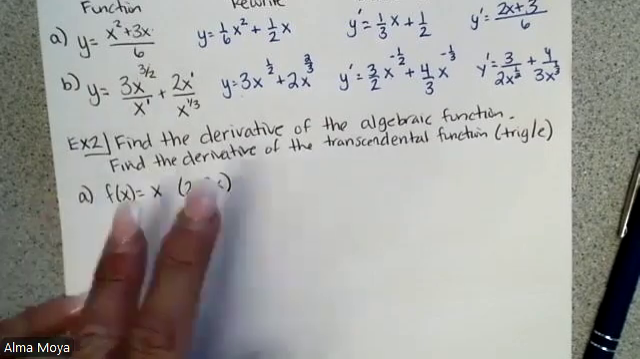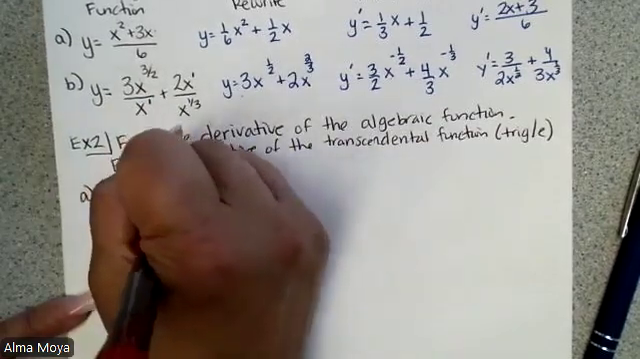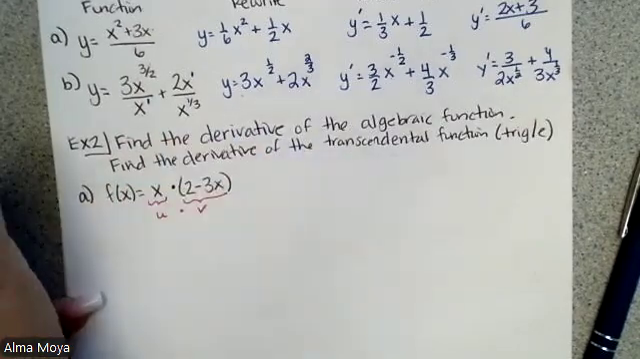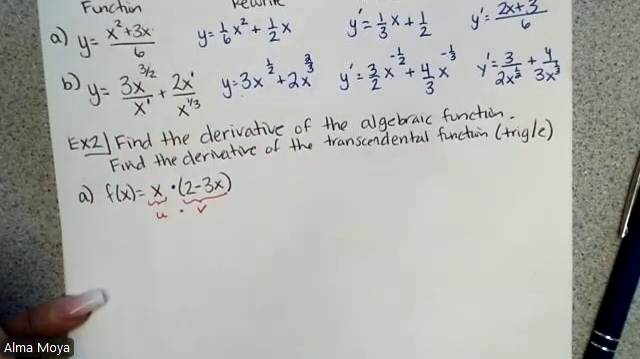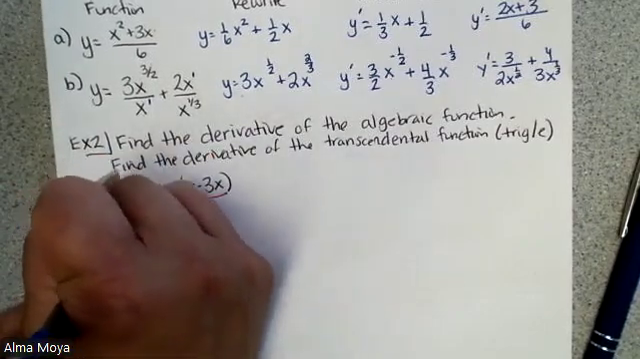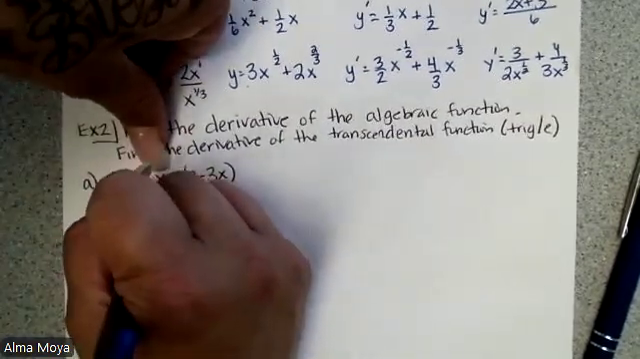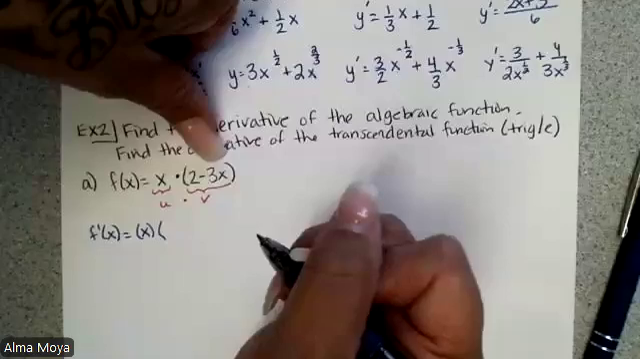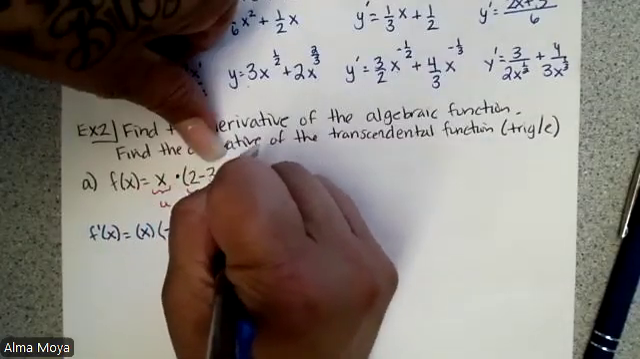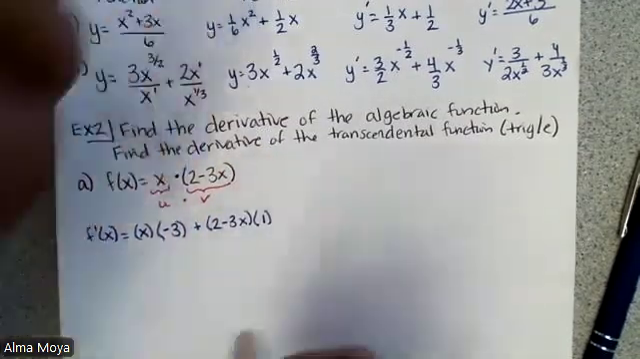On this one, I have two functions. This is going to be u. This is going to be v. I'm going to do the product rule here. So the derivative of f is going to be f prime of x. Product rule. You keep the first the same. You take the derivative of the second one. The derivative of the second one is just going to be a negative 3. Plus you keep the second the same. And then you take the derivative of the first one. The derivative of the first one is just the number 1.